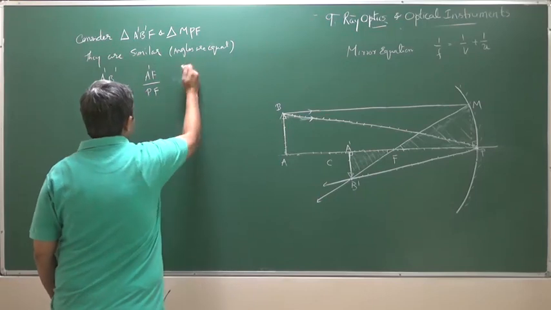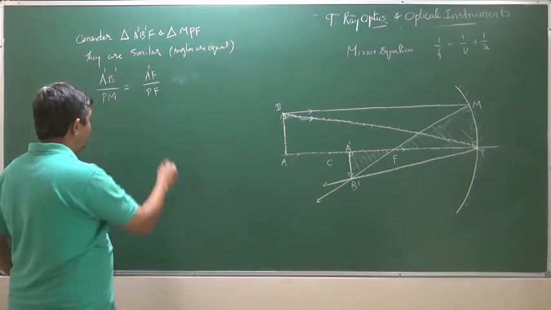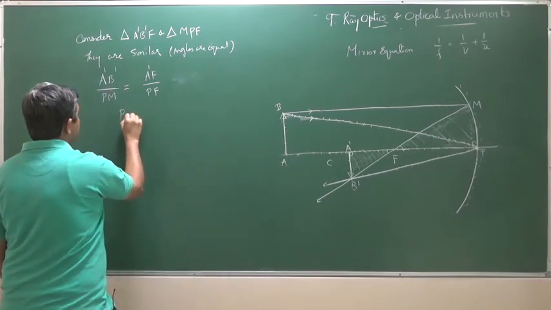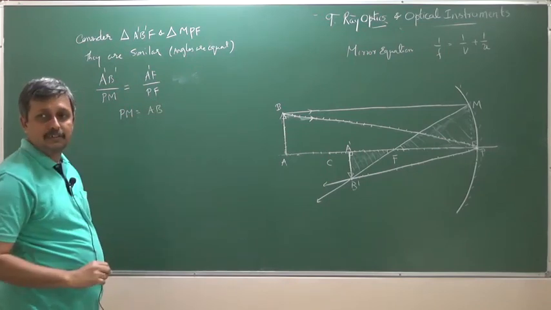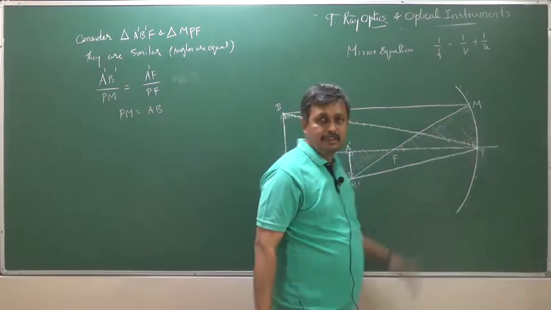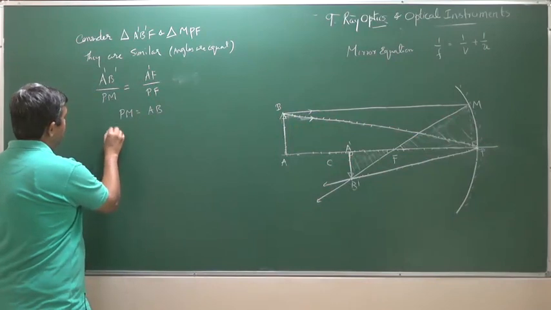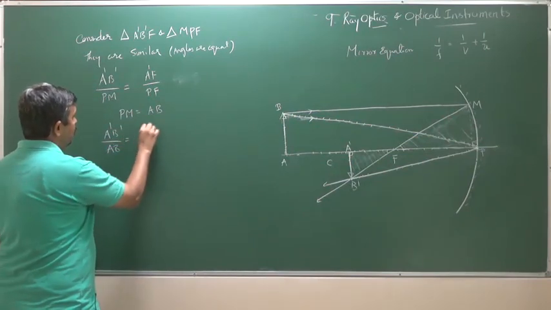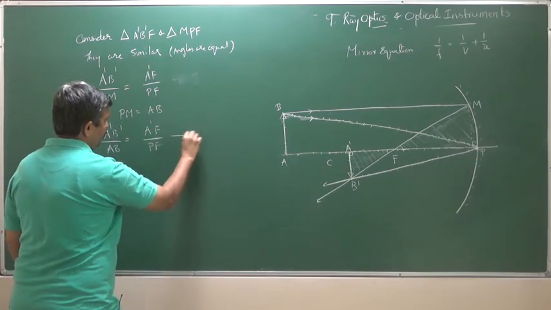Now let me also make a small change in this equation. In this equation we know that PM is actually equal to AB. This height and this height are the same because these two lines are parallel. So we can say that A dash B dash by AB is equal to A dash F by PF. This is my equation 1.